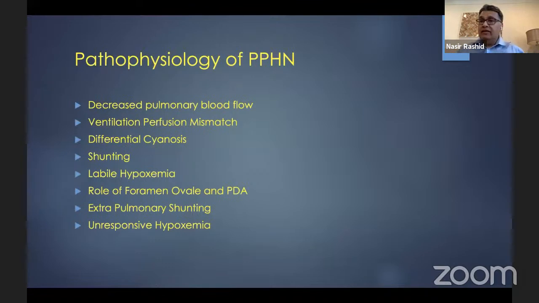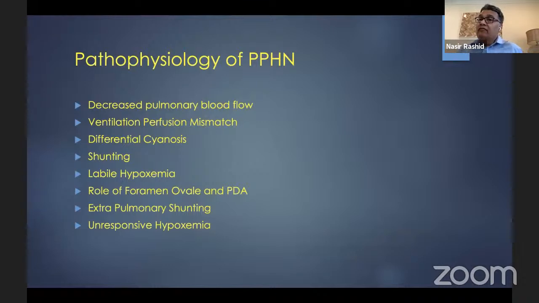Now, if this baby develops PPHN, and we will talk about it in the subsequent slide, it will be because of the decreased pulmonary blood flow, ventilation perfusion mismatch. And what it will do, it will cause differential cyanosis. Differential cyanosis means there will be a difference between the pre and postductal oxygen saturation. There will be shunting happening at the foramen ovale and at the ductus arteriosus level. And there will be labile hypoxemia. This baby will become more hypoxic back and forth depending upon how you're ventilating.